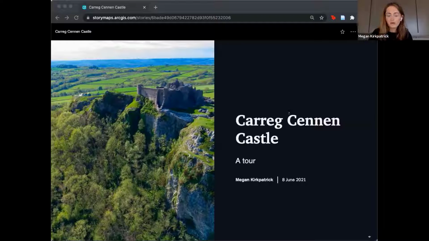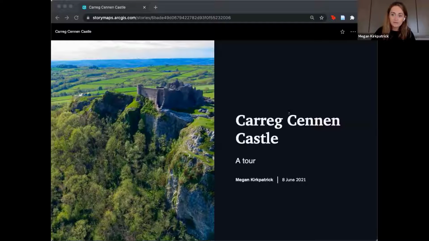So recently I've been working on developing a theoretical framework for thinking about this. So I'm drawing on Scott's legibility and also Foucault's heterotopia, but these ideas will all develop over the next couple of years. And today I'm focusing on Carreg Cennen because it's also one of the castles that I'll be looking at as part of my broader PhD research aims. But here I'm using the castle to demonstrate the potential of story maps as an outreach tool in heritage and also in our experience of the historic and archaeological landscapes more broadly.